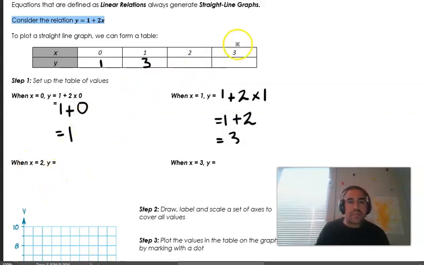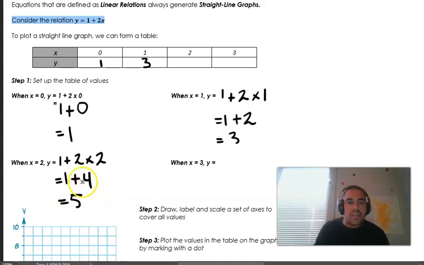When x is equal to 2 and when x is equal to 3, we can easily work this out. Y is going to equal 1 plus 2 times, in this case, our x is equal to 2 now. Work out the multiplication first. So 1 plus 2 times 2 is 4. So in this case it's 5.